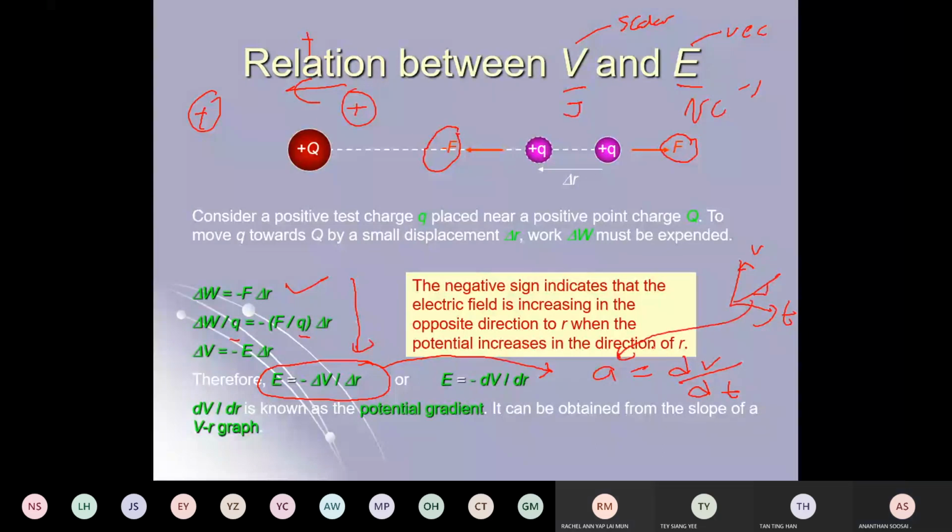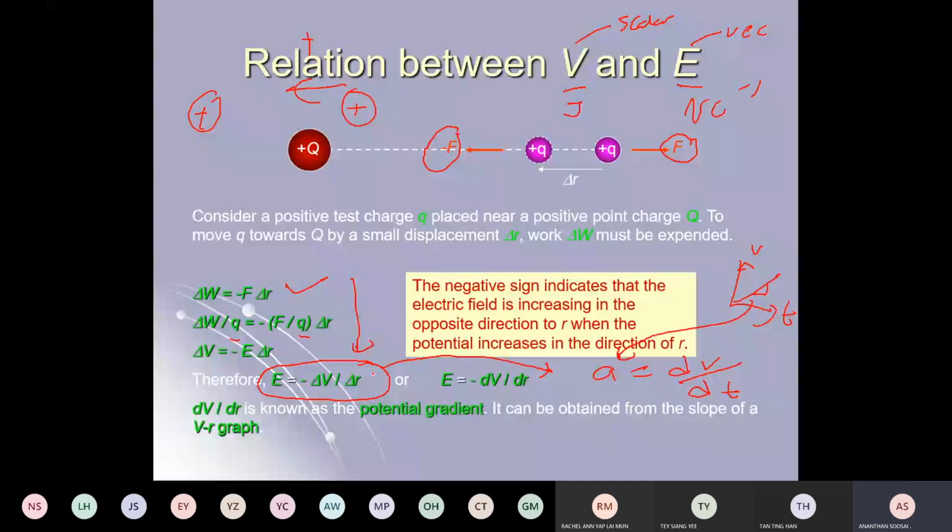Same thing here. For electric field strength, if you have a V versus r graph, the negative of the gradient is your electric field strength. You get the gradient, but you make it negative, then that's the electric field strength. So electric field strength is the negative of the potential gradient, the last relation you're going to learn under electric field. Maybe you can understand better with the next slide.